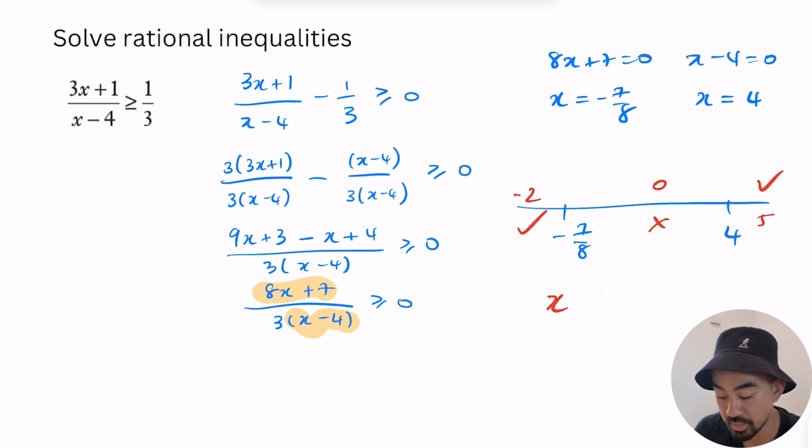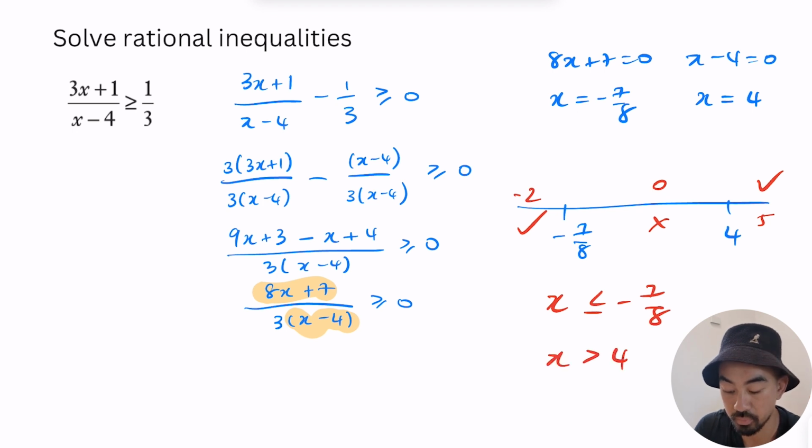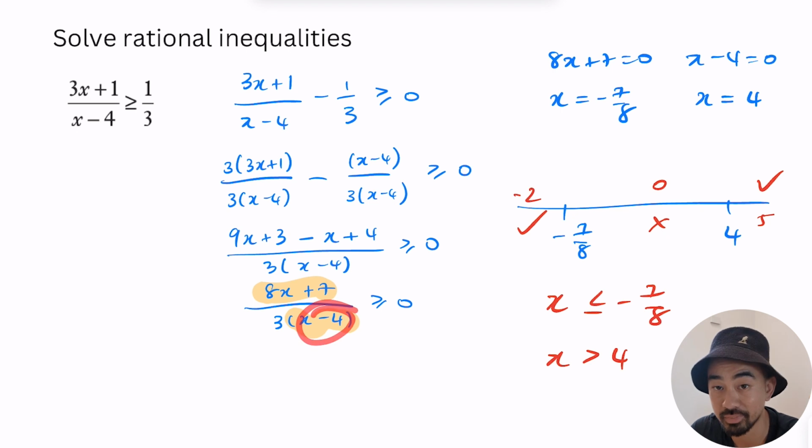So therefore, x is less than, right? Less than or equal to minus 7 over 8. But x is greater than 4, because remember, the denominator can never be 0. So this can never be 4.